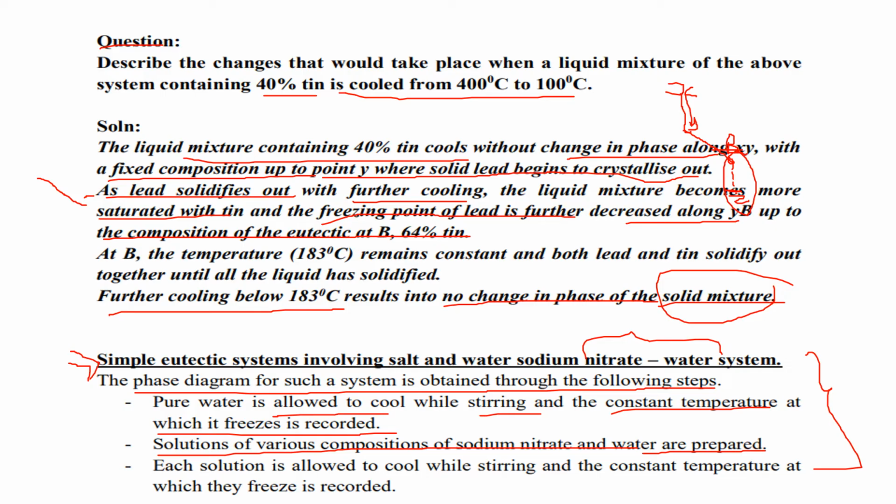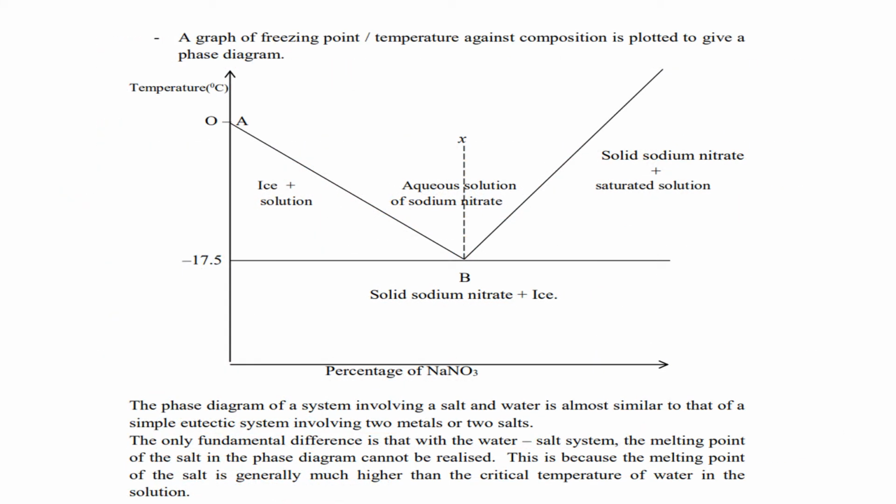What's going to vary is the composition of sodium nitrate and water. But in all experiments, we must use equal volumes of these solutions. Each solution will then be allowed to cool while stirring, and the constant temperature at which it freezes is going to be recorded. After that, we shall plot a graph of freezing point or temperature against composition to give a curve.